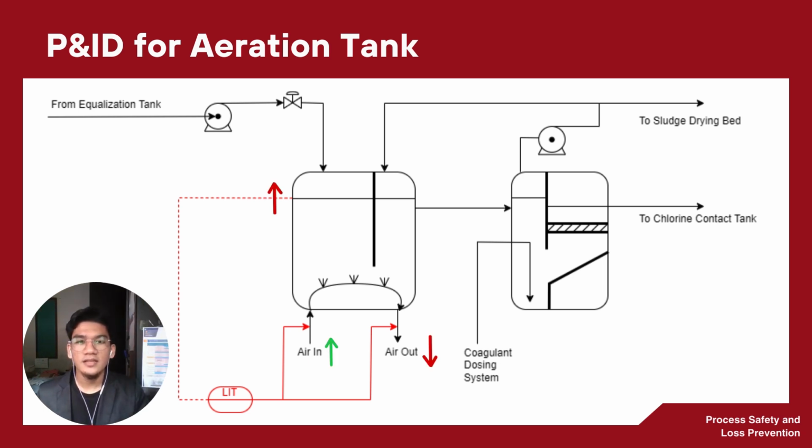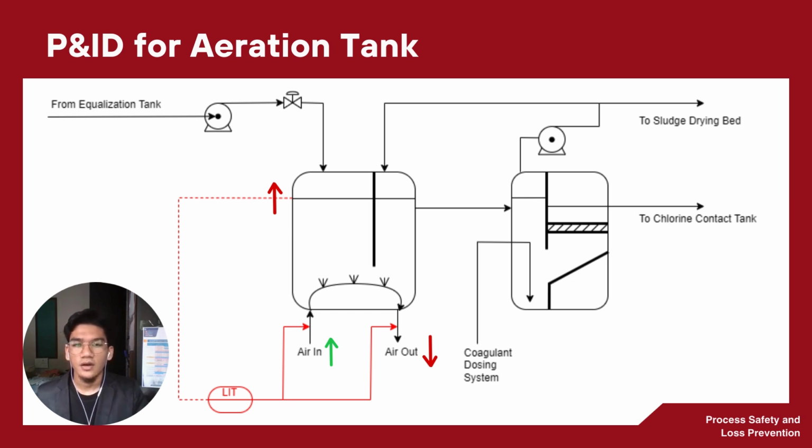There are a few parameters to be focused on in operating the aeration tank safely and efficiently. It involves the water flow rate, pressure, air blower flow rate, as well as the water level. To explain further details, we will be focusing on the water level. The guide word here is more.